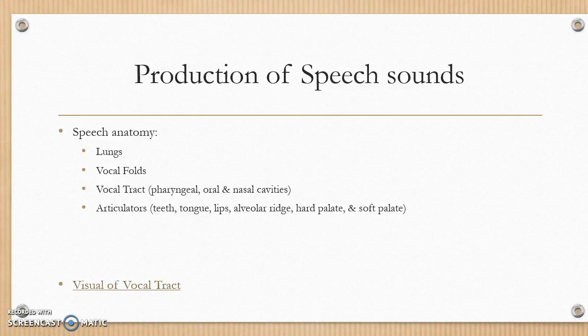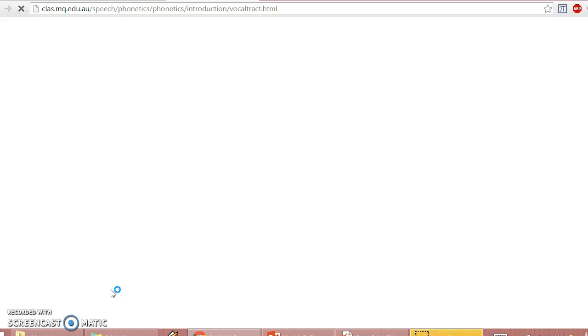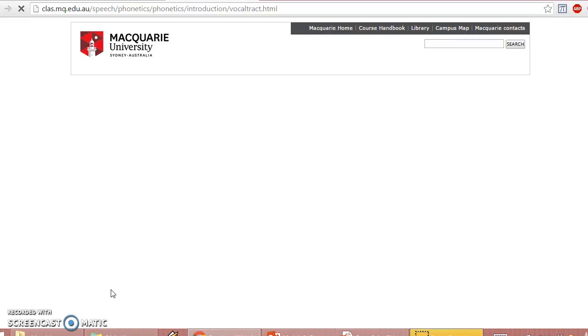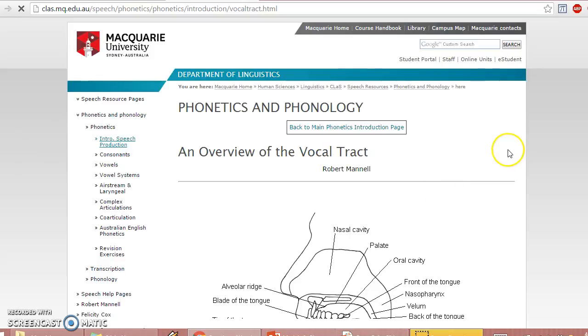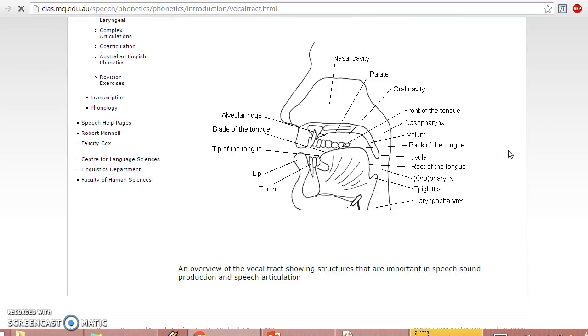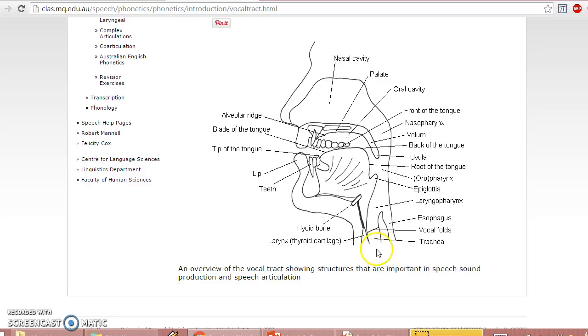When we produce speech, we use our speech anatomy, which is our lungs, our vocal folds, our vocal tract, and then our articulators. For a visual of the vocal tract, you can click here. This is how we produce sounds. The air comes up through our vocal folds, and it either exits through our oral cavity or through our nasal cavity, which helps us make the sounds.